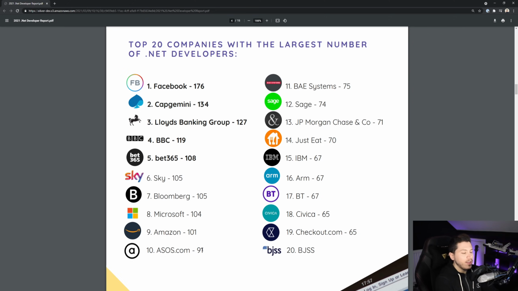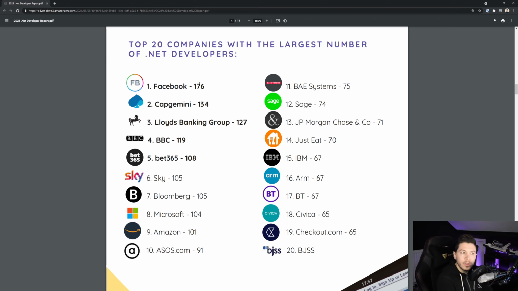I think just ASOS had like 400 engineers back in 2017 or 18 when I was working there. So I think this is how many they hired. It doesn't account for how many left, but this is the number. Now, I question a couple of things. I question Lloyd's and Facebook, especially Facebook being that high, because I don't think they hire that many .NET engineers.